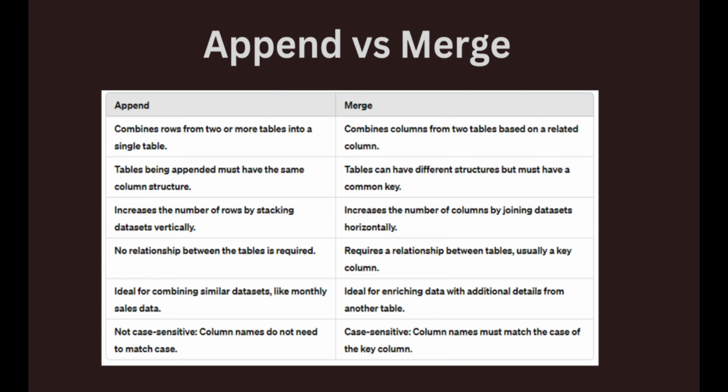For append, no relationship is required. For merge, a relationship is required, as I showed, left outer join, right outer join, and so on. For append, the ideal case is combining similar data sets, and for merge, the ideal case is just to get some other columns from another table. Append is not case sensitive and merge is case sensitive, which means the common column should be case sensitive in both tables.